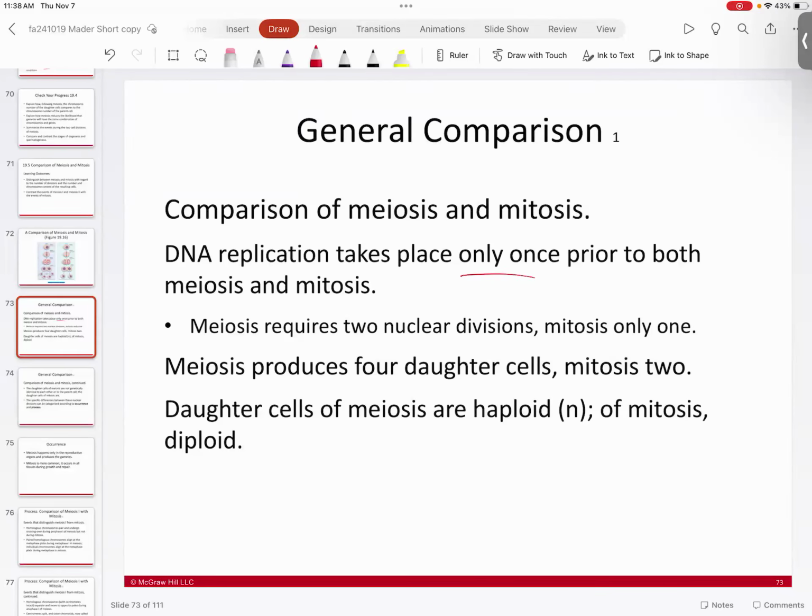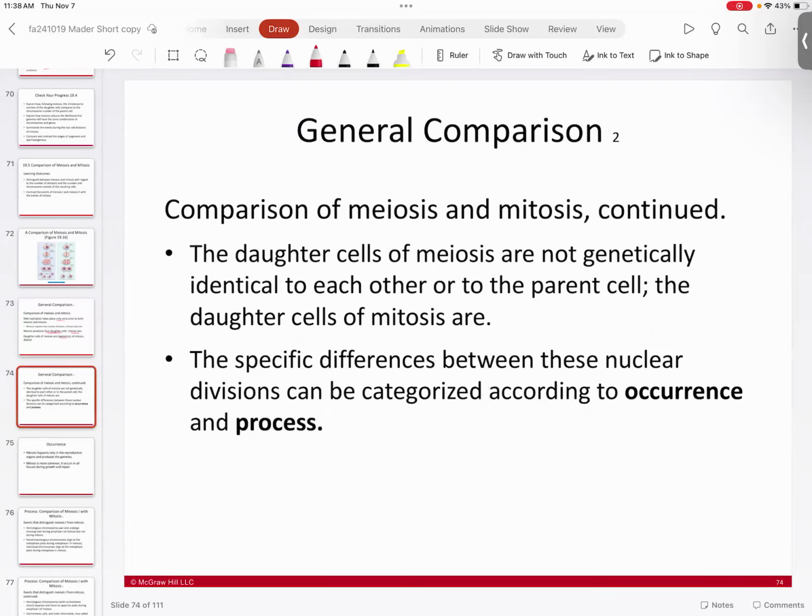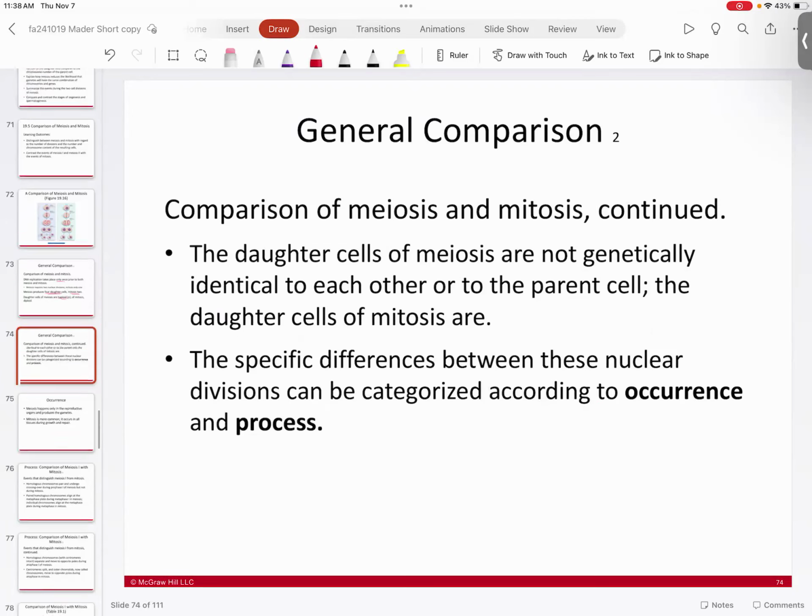And also, meiosis is 2 stages, right? 2 divisions. Meiosis will produce 4 non-identical daughters. Mitosis will produce 2 genetically identical daughters. And also the daughters in meiosis are haploid, whereas in mitosis, they're diploid. The daughters of meiosis are non-identical. We just mentioned that.